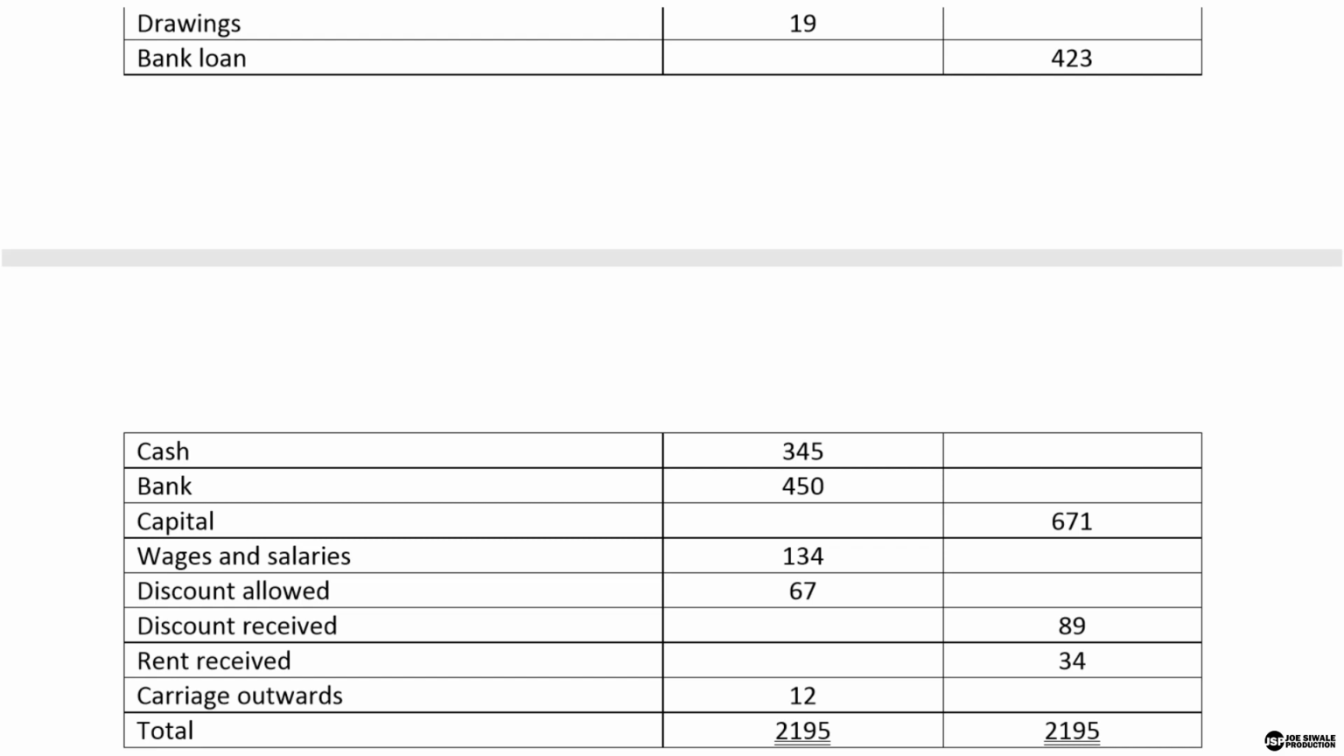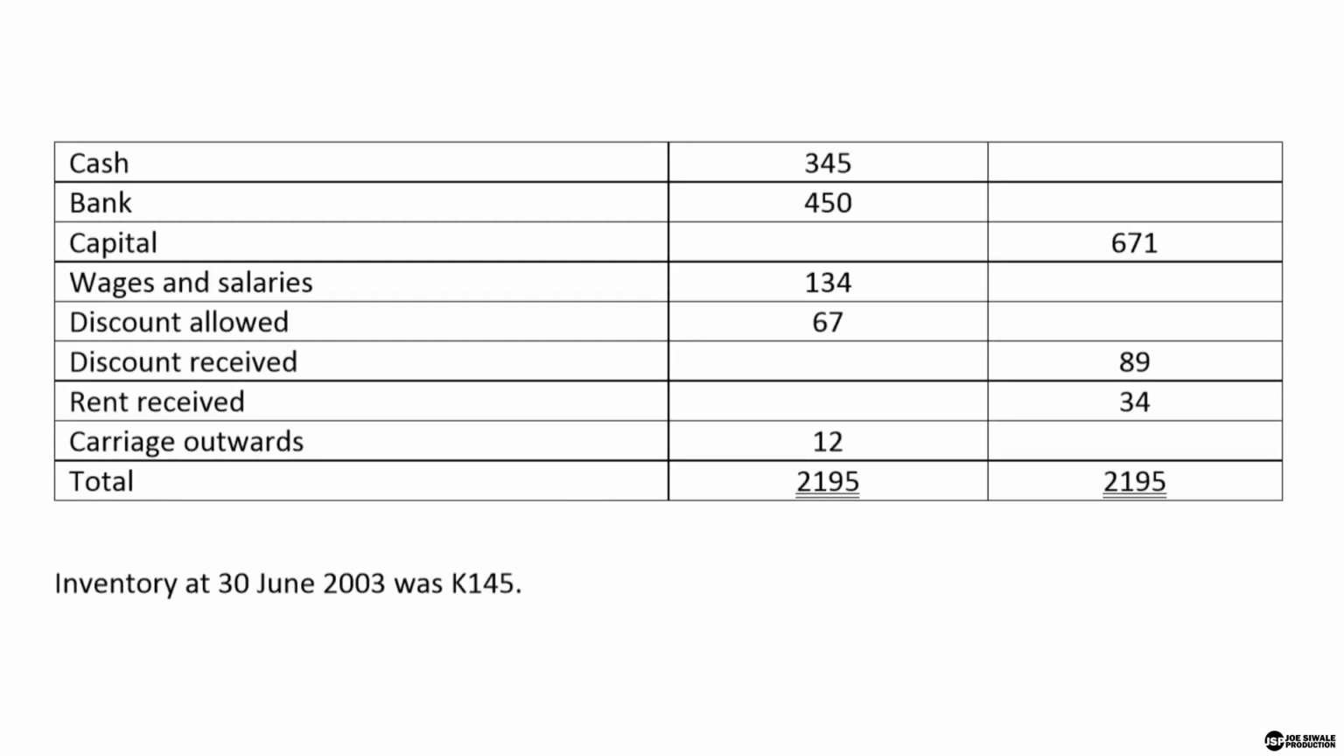Then we have discount allowed amounting to 67. We have discount received amounting to 89. We have rent received amounting to 34. We have carriage outwards amounting to 17. Then the inventory at 30th June 2003 was 145. So we are supposed to prepare the trading account for Alexi.